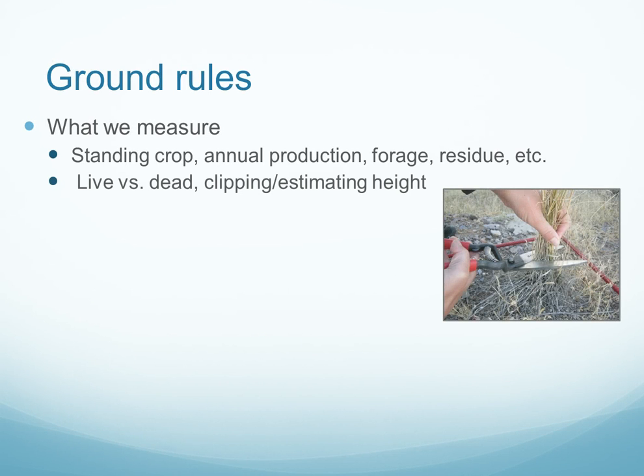There are certain ground rules that need to be followed or considered when measuring biomass. First of all, we've just covered what we measure. If we're measuring standing crop, annual production, forage, residue, etc., that's going to influence a lot of decisions about whether we include live and dead material or just focus on the live material. Also, clipping height, as I mentioned before, for forage estimates, usually we clip at 1 inch above the ground, as you can see here, rather than at the soil surface.